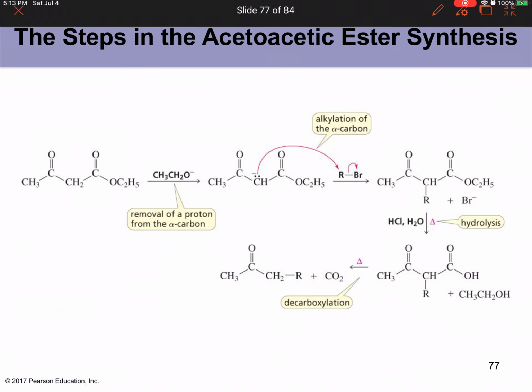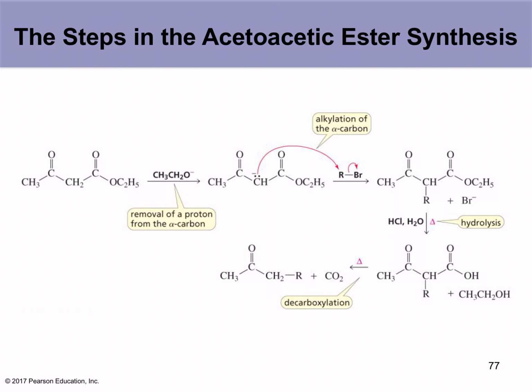Okay, let's go to the next one. The steps in the acetoacetic ester synthesis. Now you start with acetoacetic ester. This is the aceto part, acetoacetic ester. You add an ethoxide because this is the ethyl group. We need to match it. Ethoxide takes the hydrogen, forms the carbanion, removing a proton from the alpha carbon. And then the first step is you alkylate the alpha carbon. The carbon attacks the alkyl group, loses bromide, and then the alkyl group will be added on to the alpha carbon. Same steps. And then you do the hydrolysis.